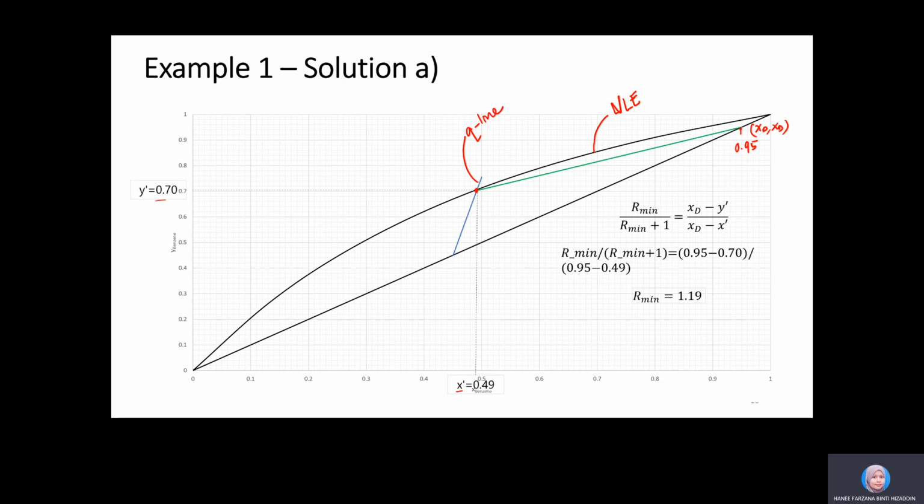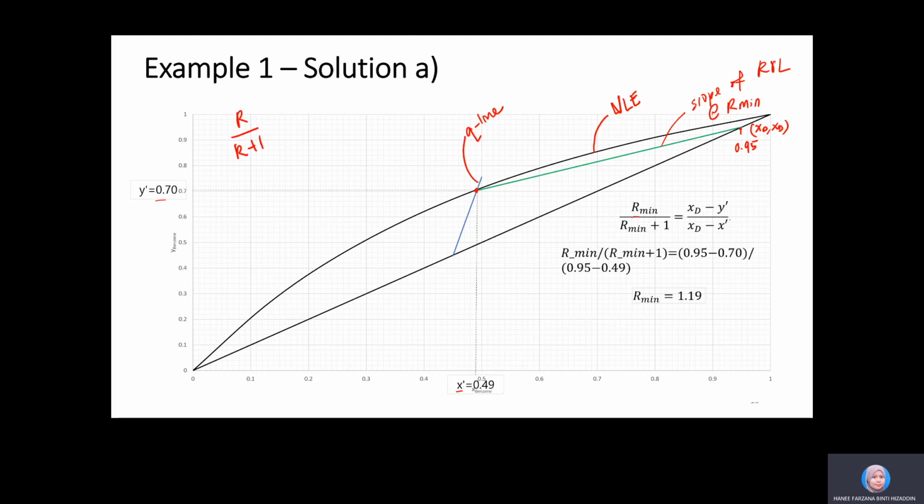Okay, so from the definition, or not definition per se, but this is the slope of your ROL at minimum reflux ratio. Okay, slope of ROL at R min, at minimum reflux ratio. So recall the slope of ROL is R over R plus 1. So at R min, you will have the slope as R min over R min plus 1. So the slope is just the distance between the Y and Y divided by the distance between the X and X.